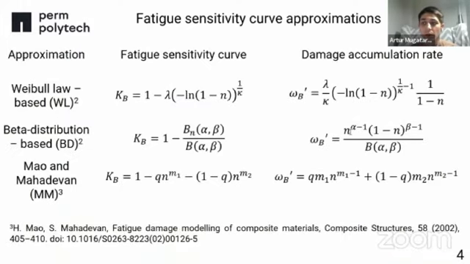Here are shown some approximate formulas of fatigue sensitivity curves. The first one is based on the two-parameter Weibull law of probability distribution. The second is based on beta distribution. The third model was proposed by Mao and Mahadevan. The first pair of models requires definition of two parameters, lambda and kappa, or alpha and beta, and these models were proposed by us. The last model requires definition of three parameters. Each of the parameters, of course, in general case depends on loading conditions, temperature, stress state of material, etc.